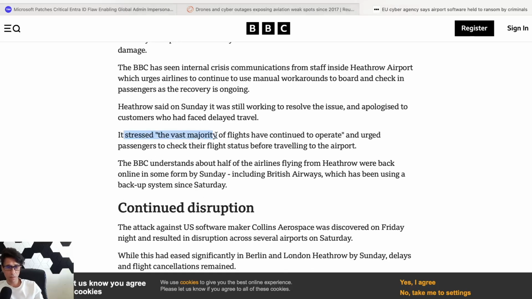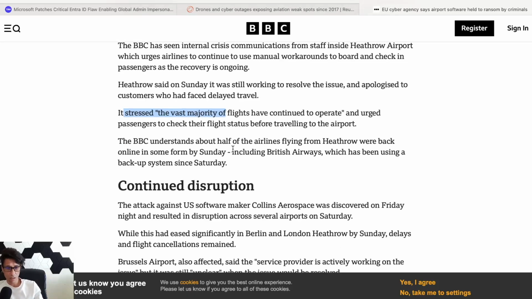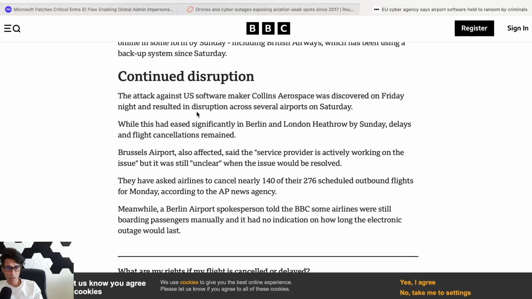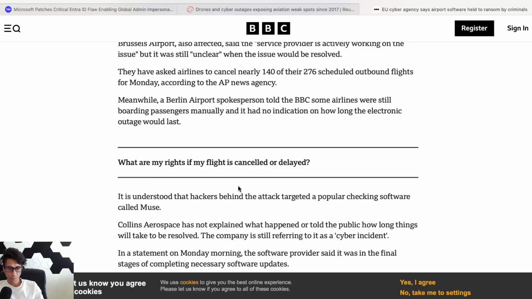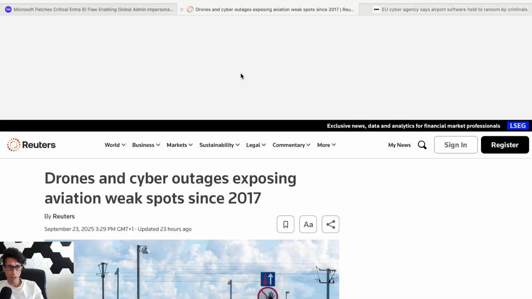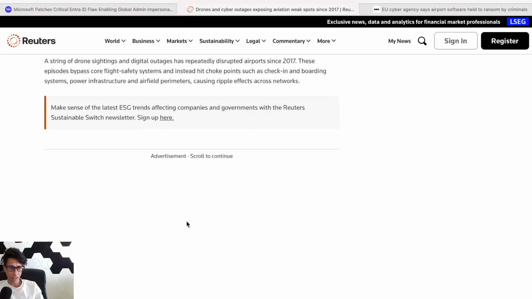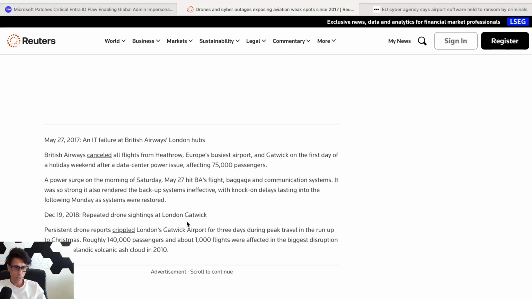So we're going to have a lot of flights discontinued. There's continued disruption. The U.S. software maker Collins Aerospace was hit on Friday night, resulting in a disruption. Although Reuters also says that they don't know where this started. Yeah, right. We all know what that means. Reuters actually takes a different perspective here, because they mention a number of airports.